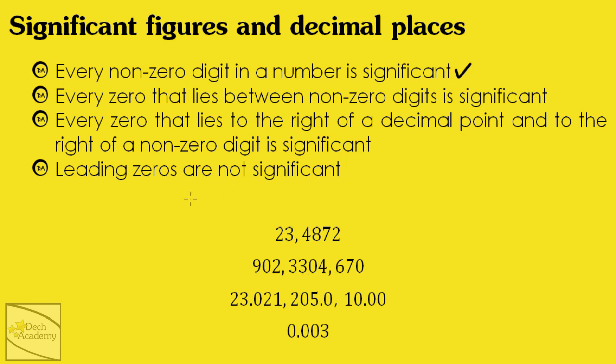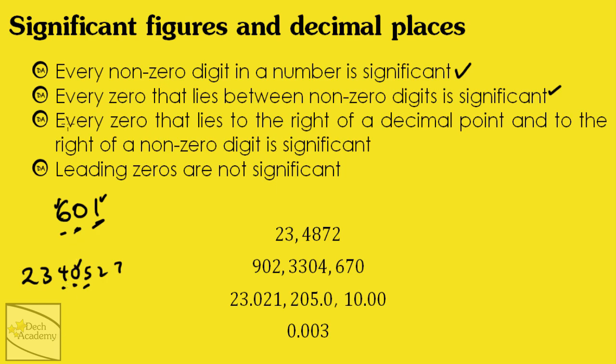Second one says, every zero that lies between non-zero digits is significant. So something like 601. In the number 601, 6 and 1 are significant because they are non-zero. This 0 is significant because it's in between the 6 and the 1. That's the second rule. Or if you had something like 2340527, this 0 is in between non-zero digits, so it is significant.